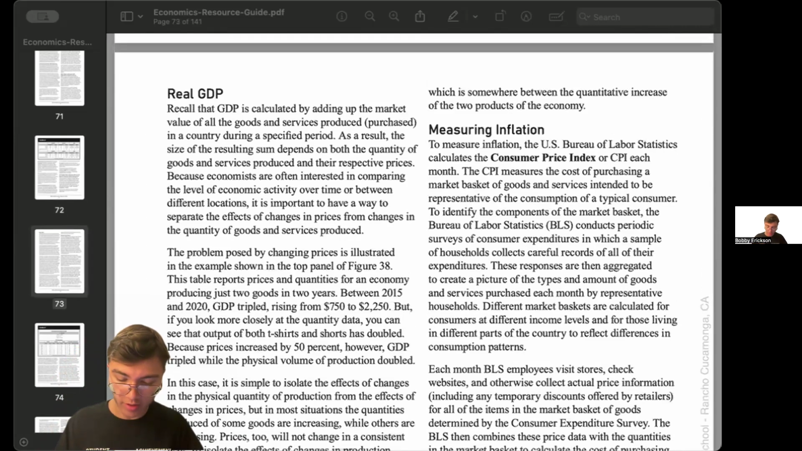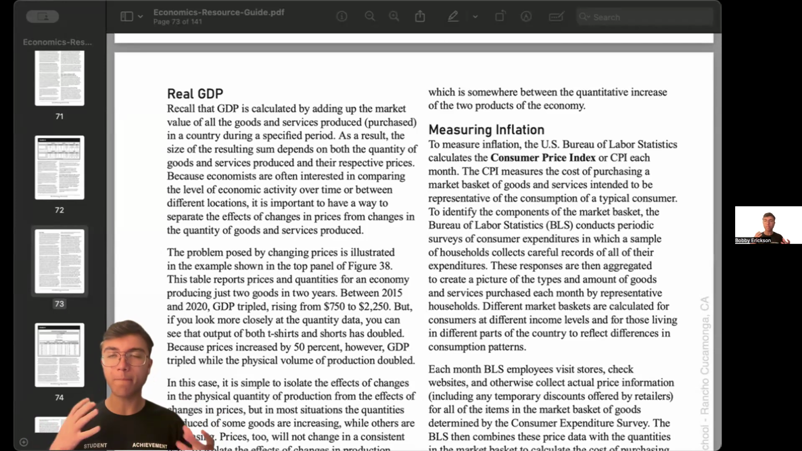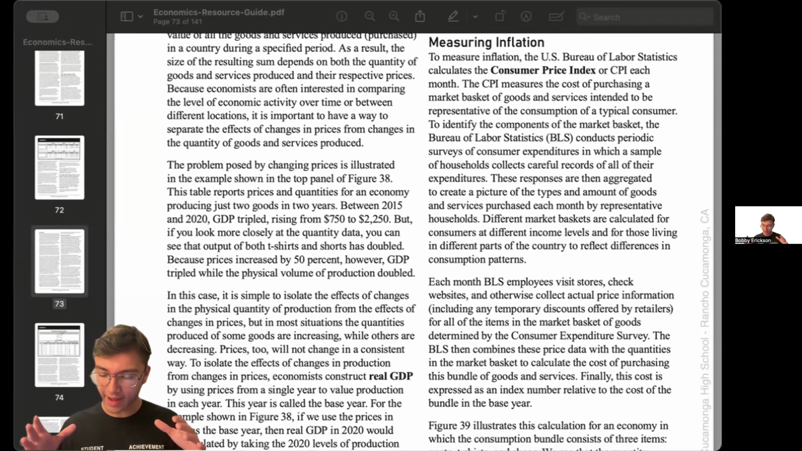So if we then try to measure inflation, what the US Bureau of Labor Statistics does to calculate this is use the Consumer Price Index for each individual month. The Consumer Price Index looks at this idea of a market basket, which is meant to represent what a typical consumer is going to consume in an economy. So it doesn't always include all of the goods and services in an economy, but it does usually include what a typical consumer is going to have. So we're trying to look at the cost of purchasing this market basket of goods.